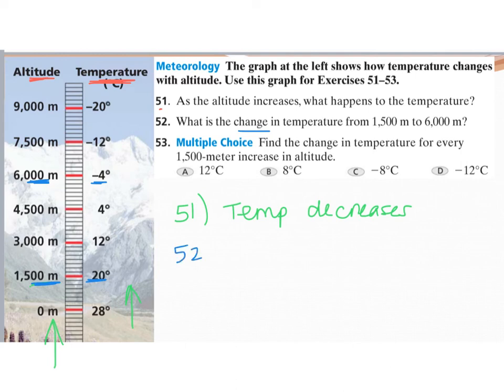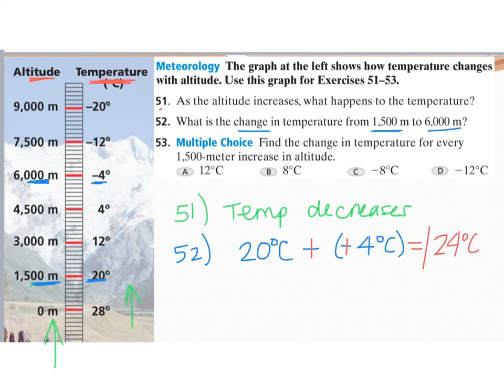So for 52, when I start out at 1,500 meters, we said that we are at 20 degrees Celsius. And when we go to 6,000 meters, we are now at a negative 4. So a change means subtraction, and we're going to be subtracting a negative 4 degrees Celsius. So I see that I am subtracting a negative number, so I'll change those to addition. And I see that that gives me a 24 degree change.